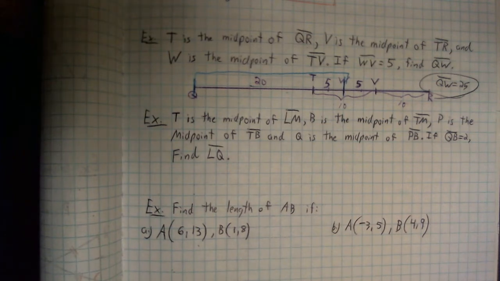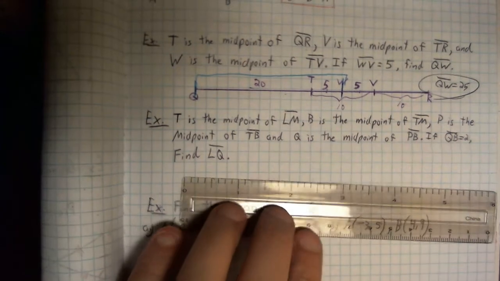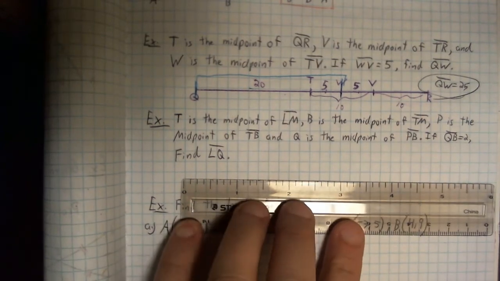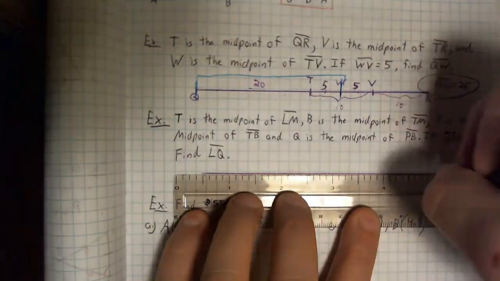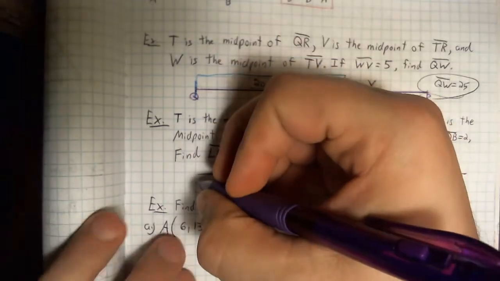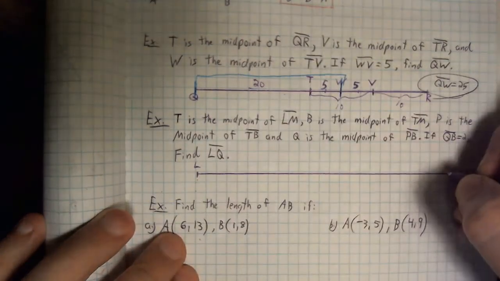Alright, let's see how you did. So it tells me that T is the midpoint of LM. So here's my line. Here's LM.